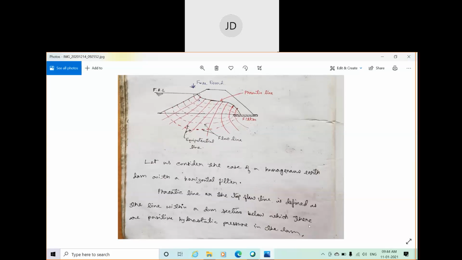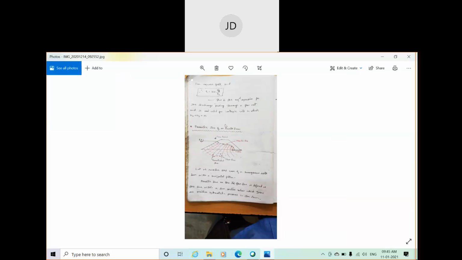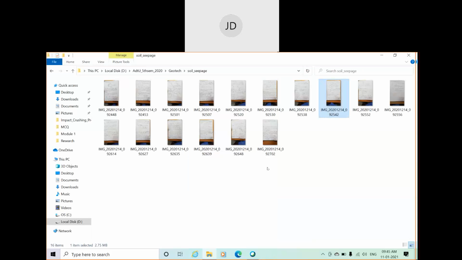The phreatic line or top flow line is defined as a line within the dam section below which a positive hydrostatic pressure exists within the dam structure. This is the basic definition of the phreatic line. These things were already discussed in the last class, so let's discuss one numerical for now.